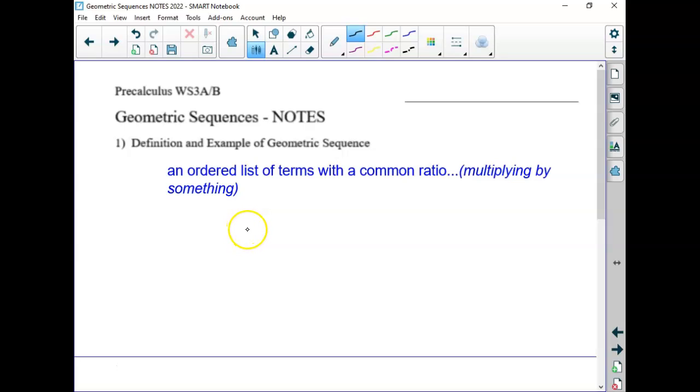The notes start by asking for a definition and example of a geometric sequence. I made up something here that says an ordered list of terms with a common ratio. In other words, you're multiplying by something.